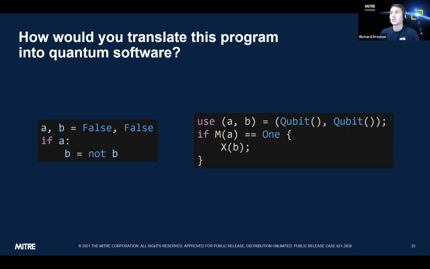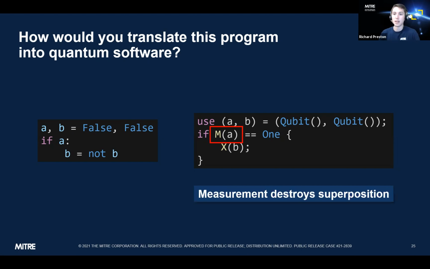What's wrong with this is that we're using measurement. And measurement destroys any superposition, right? When we measure a qubit, we measure a 1 or a 0. Not only do we measure 1 or 0 with some probability, but the act of measuring it actually changes its state. It causes it to be a 0 or 1. And that's just how quantum physics works. So this is a problem. We don't want to measure in the middle of our computation.